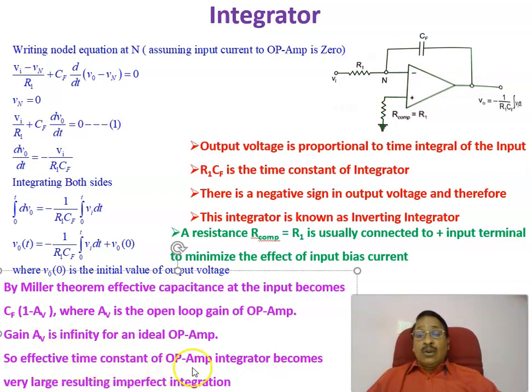So the effective time constant of the op-amp integrator becomes very large, resulting in imperfect integration. Therefore, in a practical case, we cannot use it because of the high value of the capacitance reflected, and the time constant will be very large. That's one issue of the ideal integrator.